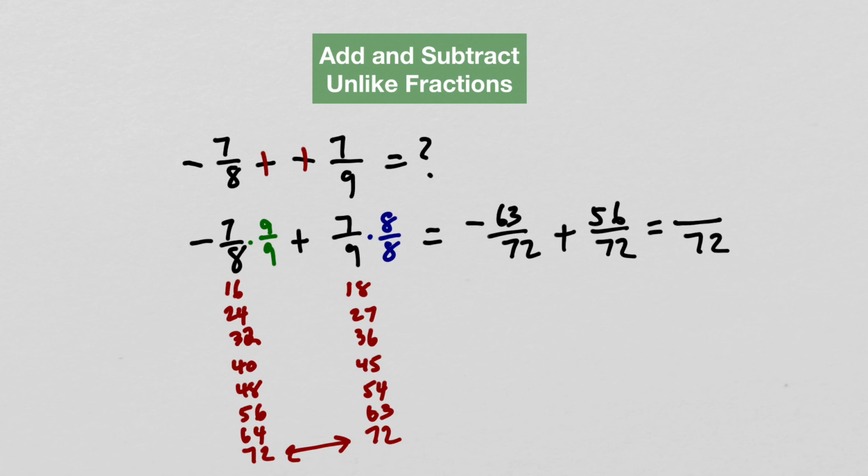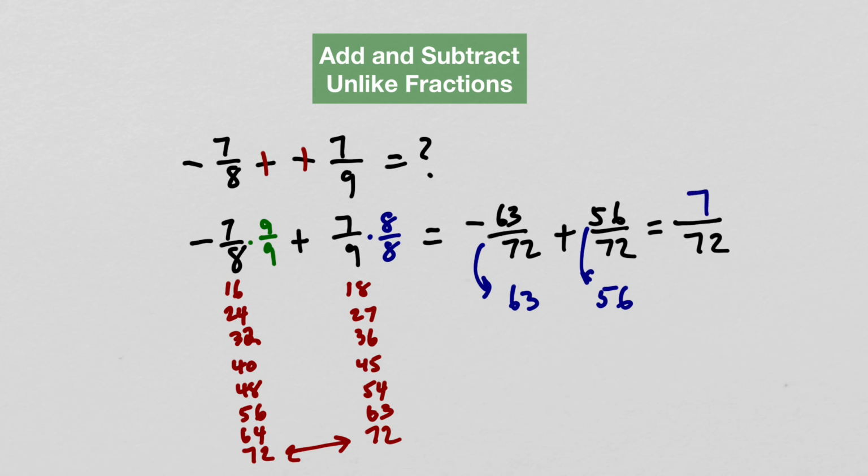Now we've got a negative 63 and a positive 56 in the numerator, so we need to treat these as positives for now. Okay, what is the difference between 63 and 56? Well, to go from 56 to 63, I need to add 7. Okay, so we know the answer up here is going to be 7.